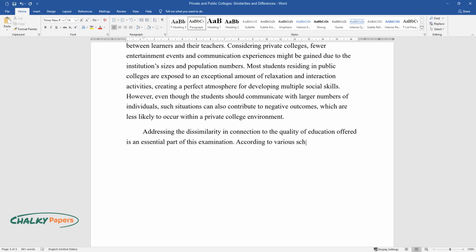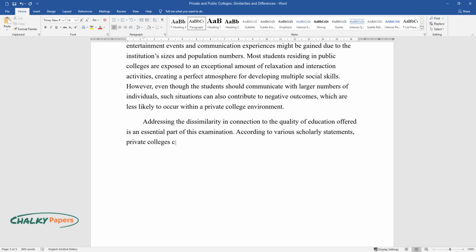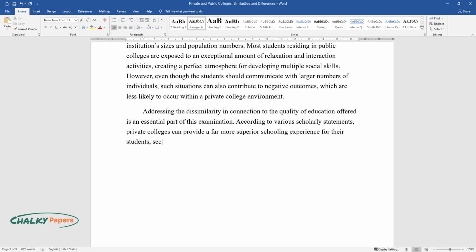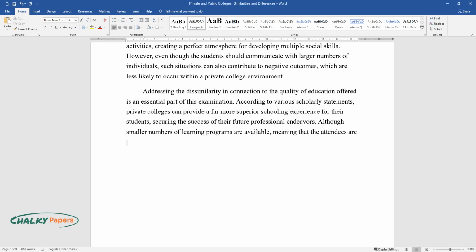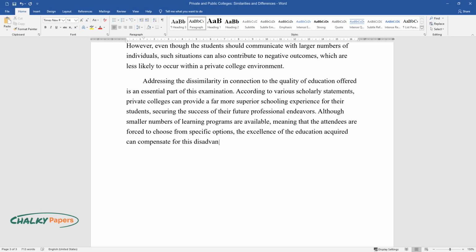According to various scholarly statements, private colleges can provide a far more superior schooling experience for their students, securing the success of their future professional endeavors. Although smaller numbers of learning programs are available, meaning that the attendees are forced to choose from specific options, the excellence of the education acquired can compensate for this disadvantage.